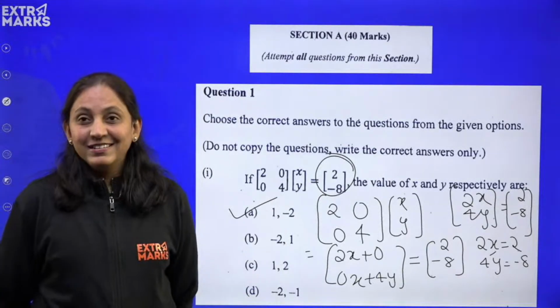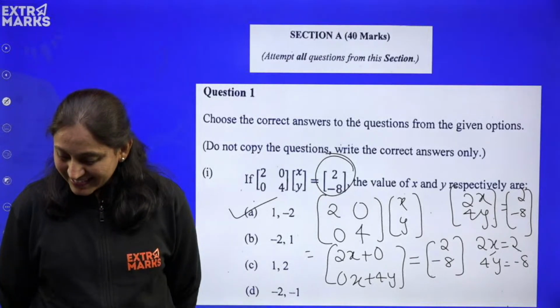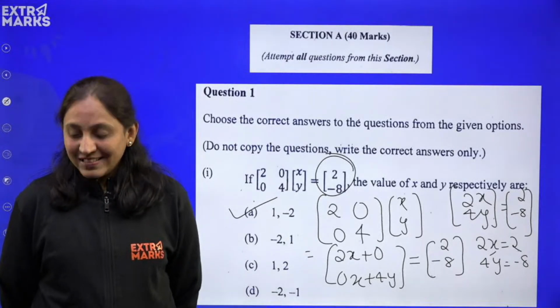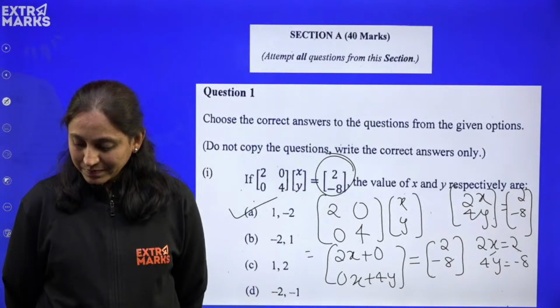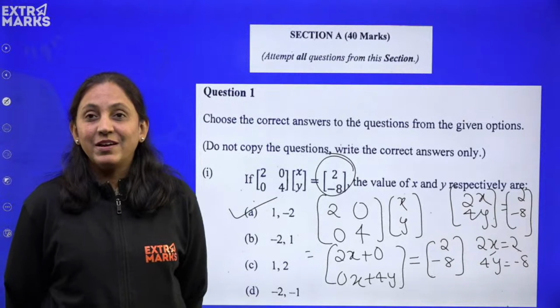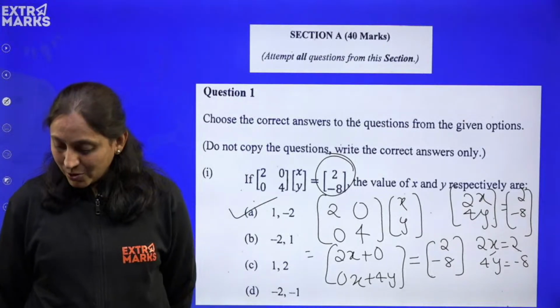Hello Aishwarya, good evening to you. How was your paper? I hope you did well. The paper was very easy, right? Yeah, the option is A, Aishwarya, perfect. Okay, so the option is A.